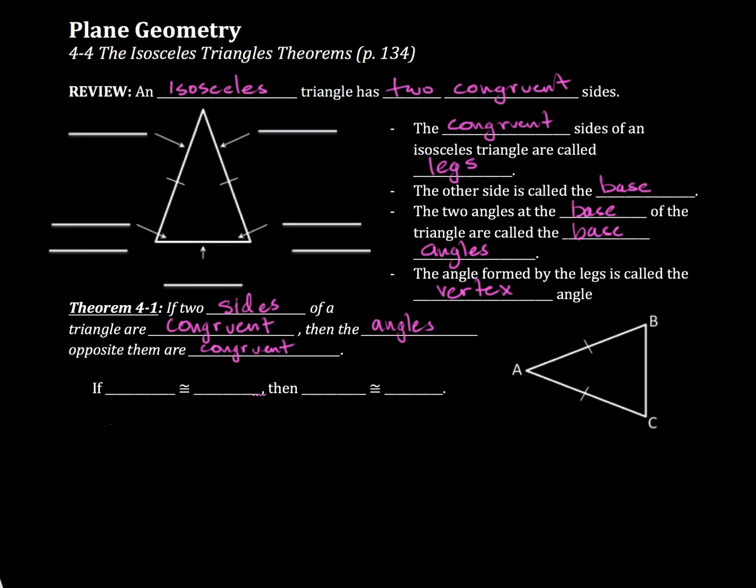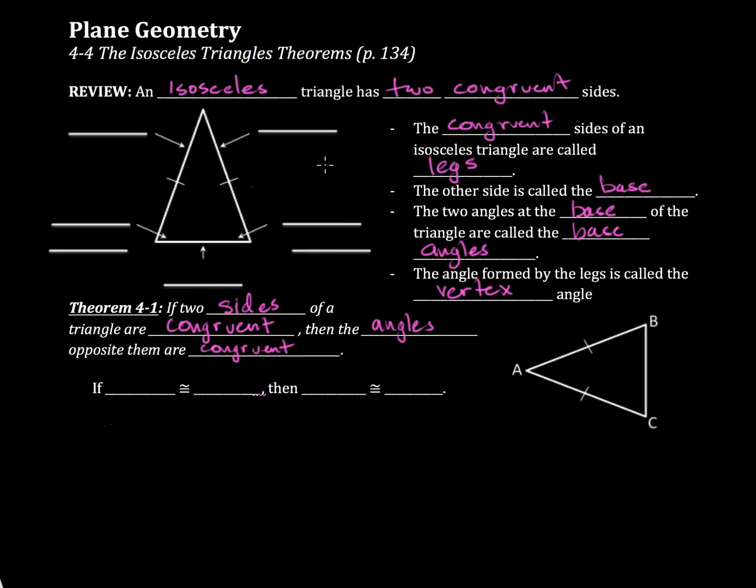So a while back, we took a look at different kinds of triangles, and we learned that isosceles triangles are triangles that have two congruent sides. So I've got an isosceles triangle right here. You can see that the two sides of this triangle are marked congruent. There are specific names for different parts of this isosceles triangle.